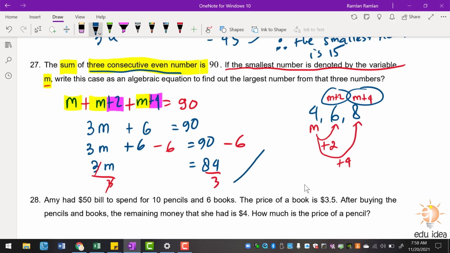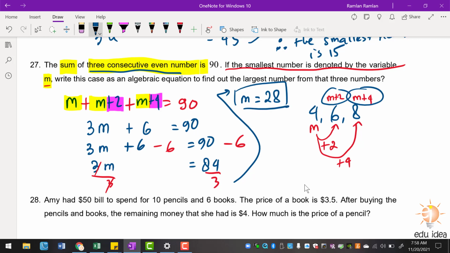Okay, now I'm running out of space here. So m is equal to 84 divided by 3. That will be 28. Yes, that's going to be 28. So here you have the answer, but it's not the final answer.